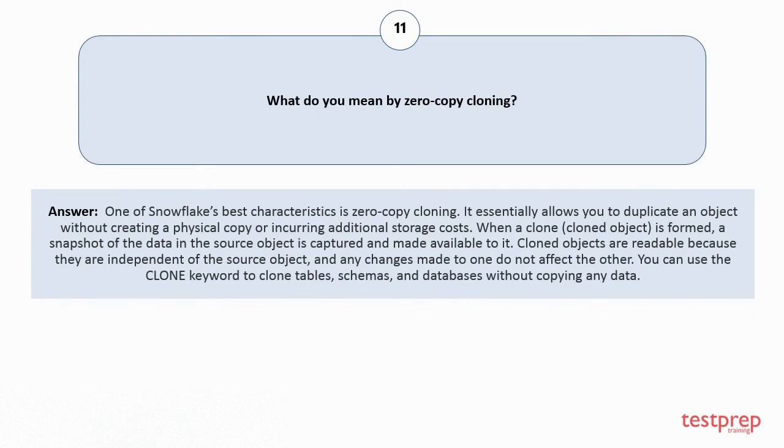When a clone is formed, a snapshot of the data in the source object is captured and made available to it. Cloned objects are readable because they are independent of the source object, and any changes made to one do not affect the other. You can use the clone keyword to clone tables, schemas, and databases without copying any data.